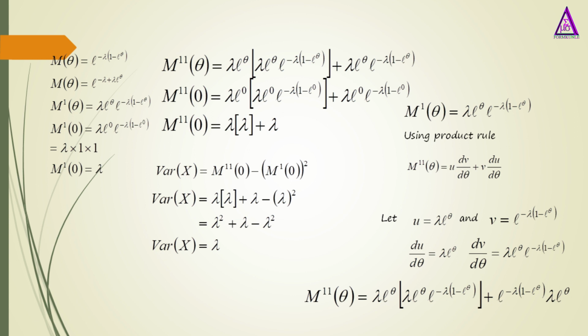To obtain the variance of the Poisson distribution using the moment generating function method, we need to differentiate the moment generating function we got before a second time.